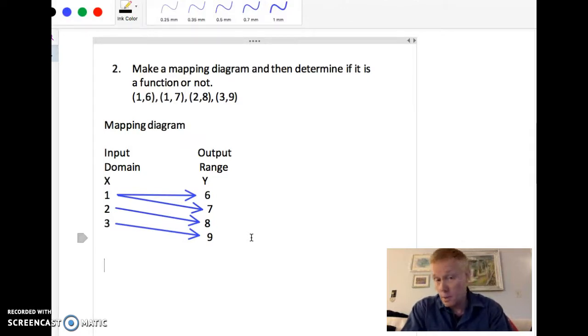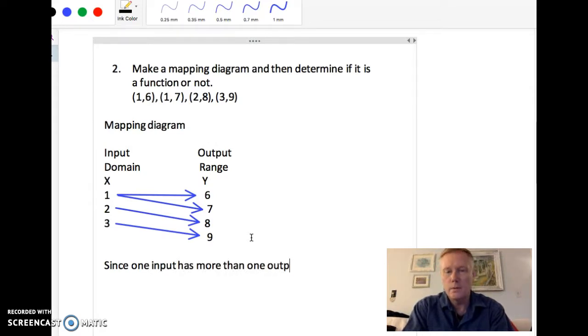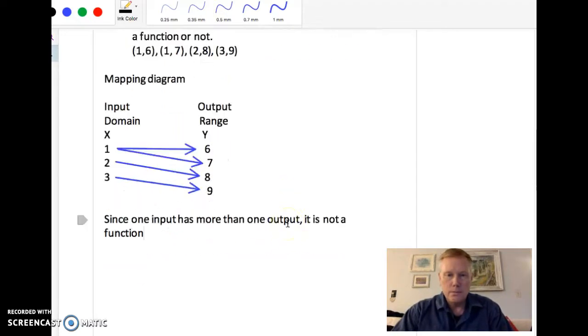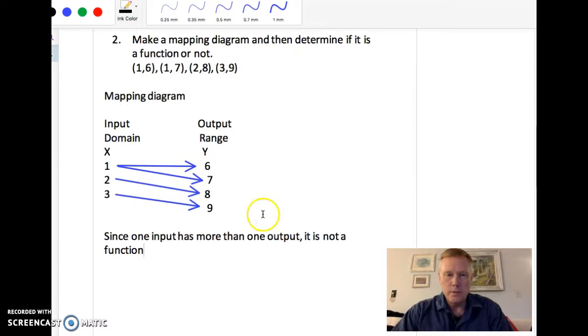And the answer to this one is no, since one input has more than one output, it is not a function. Okay, so that's that question. We figured it out because of this one right here. That 1 goes to 6 and 7, therefore it's not a function.